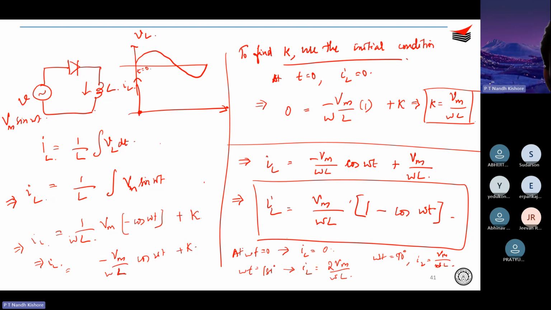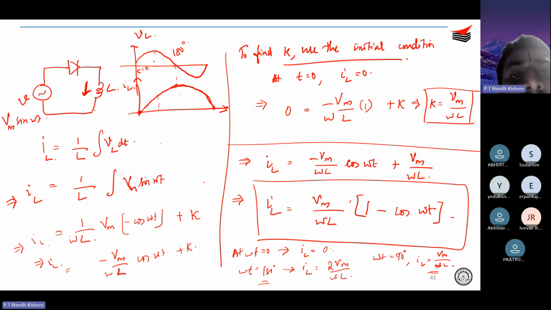So what you see is, okay, this is your 90, this is your 180. So at 90, it is Vm by omega L. At 180 degrees, it goes to 2 Vm by omega L. So it reaches its peak at 180 degrees. This is Vm by omega L. This is 2 Vm by omega L. Similarly, during the negative half also, it will be something like this. Got it? So this is your inductor current.